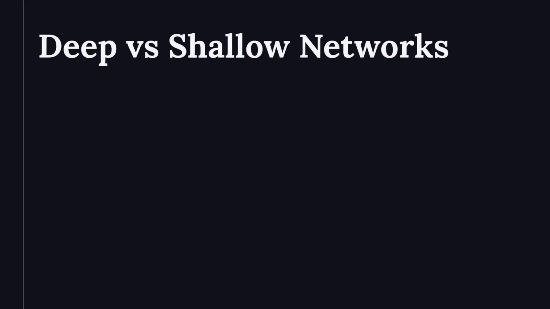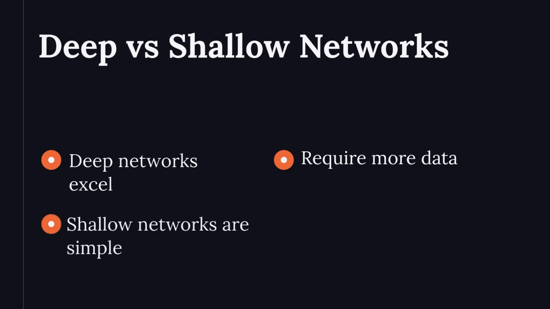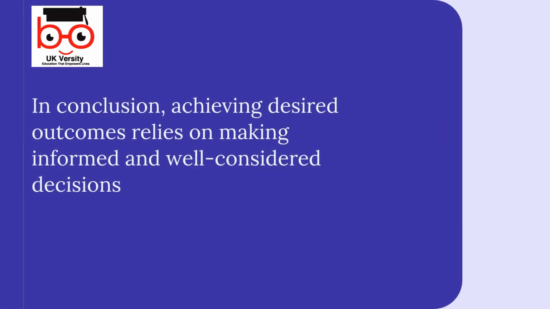The trade-off between deep and shallow networks involves complexity. Deep networks offer superior performance on complex tasks. They require more data and expertise. Shallow networks provide efficiency and simplicity. Choosing the right architecture depends on task and resources. In conclusion, achieving desired outcomes relies on making informed and well-considered decisions.